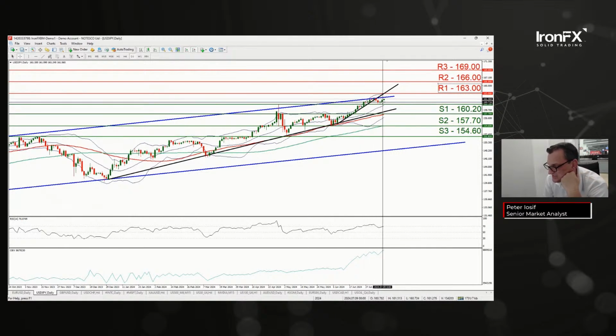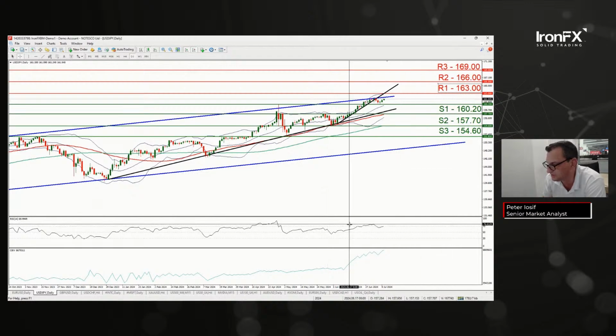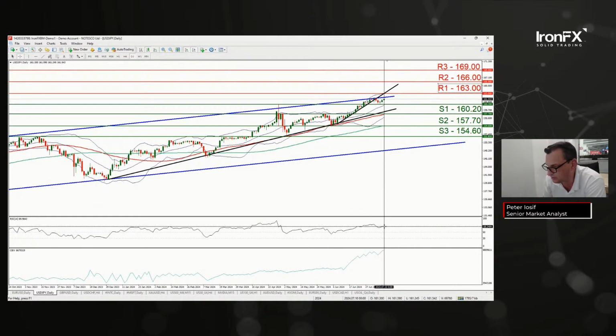There is some stabilization just above the 160.20, with some slight bullish tendencies over the past 2 days. But for bullish outlook, we would require the pair to start aiming for the 163 resistance line. On the flip side, should the bear take over, we may see the price action breaching the S1 60.20 and start aiming for the S2 157.70. The RSI indicator, despite correcting lower, is still pretty high.